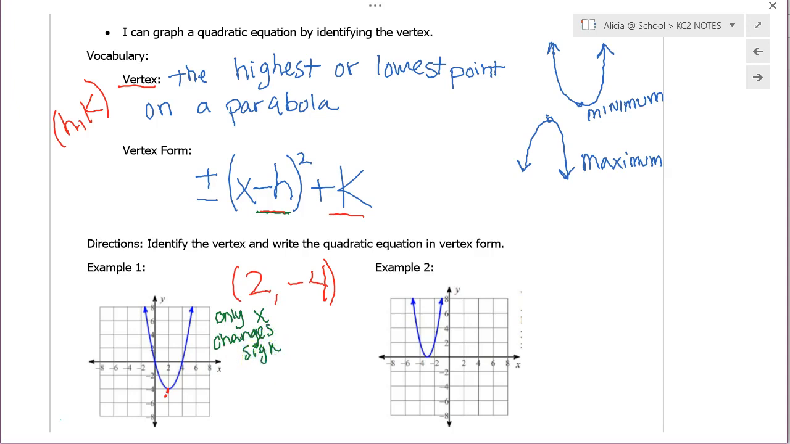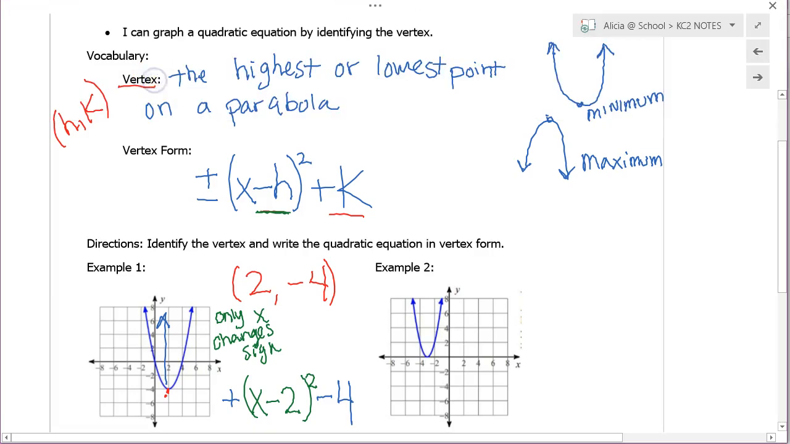So when I write this, I know I'm going to have my parentheses here. I'm going to have my h, but since I had a positive 2 in my vertex, my h, when I write it in vertex form, has to be the opposite. So I'm going to write minus 2, don't forget to square that, and my k stays the same. I did not change the k value, so my y was at negative 4. So I'm just going to write my negative 4 down here. I see that my graph was opening upward, so this was positive. Again, we only change the sign of the x value once we find our vertex.